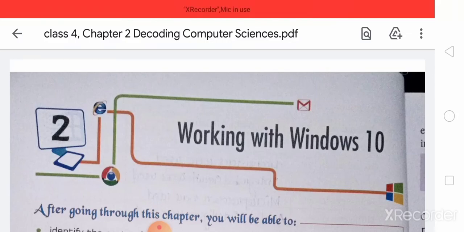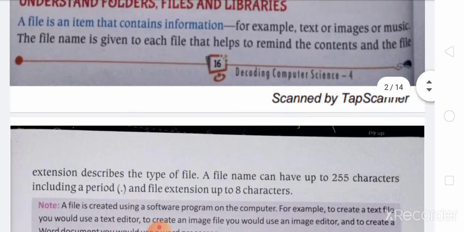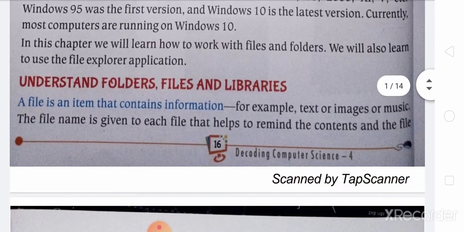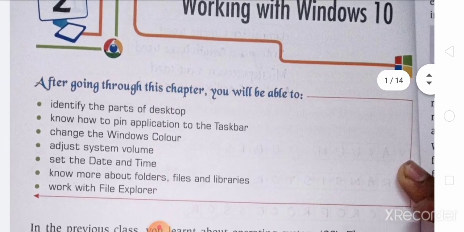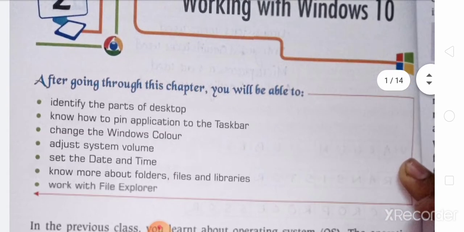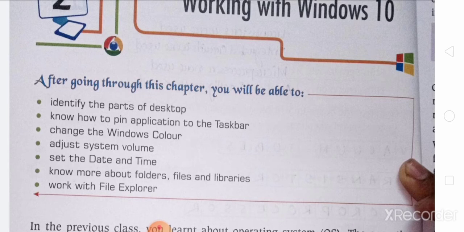Standard 4 Decoding Computer Science book. So kindly open your book, chapter page number 16. In that particular chapter, we will identify the parts of the desktop and know how to pin an application to the taskbar, change the Windows color, adjust system volume, set the date and time, know more about folders and libraries, and work with File Explorer.